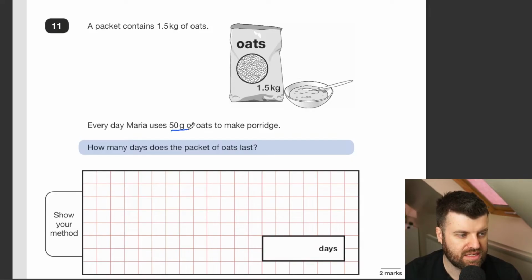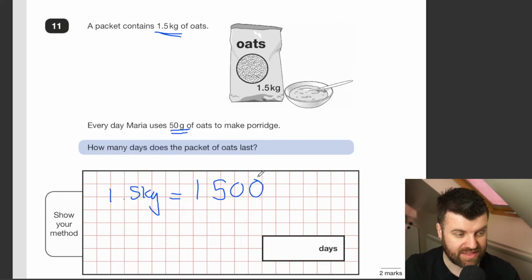Now, we'll notice this is in grams, and we notice this is in kilograms. First job would be to change 1.5 kilograms into 1,500 grams. And we have to know that a kilogram is 1,000 grams. That's a fact we have to know. The next thing we have to do is figure out, okay, how many 50 grams can we fit into here?